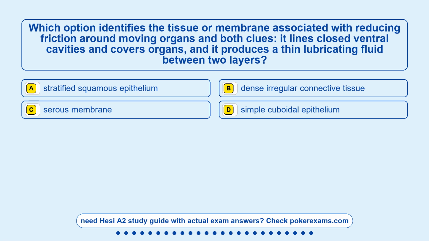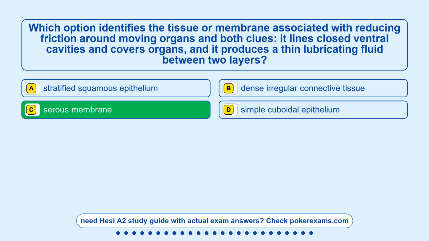Question 1. Which option identifies the tissue or membrane associated with reducing friction around moving organs? In both clues, it lines closed ventral cavities and covers organs, and it produces a thin lubricating fluid between two layers. Option A, stratified squamous epithelium. Option B, dense irregular connective tissue. Option C, serous membrane. Option D, simple cuboidal epithelium.